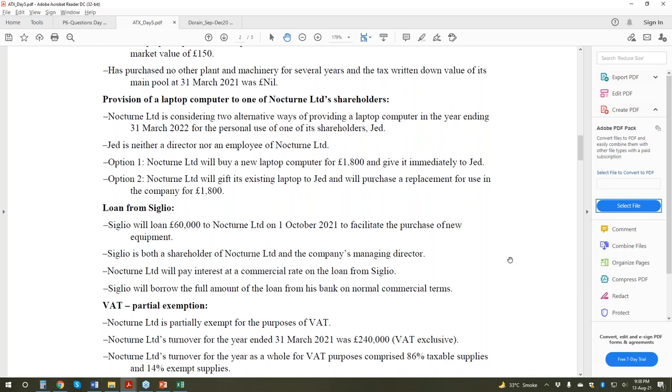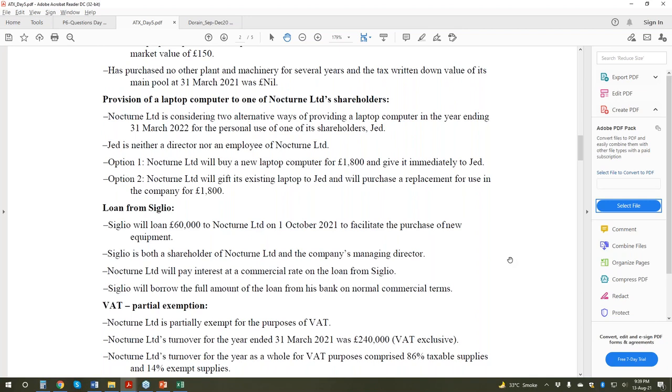Now, what is the advantage of being a qualifying loan? Whatever interest Seglo is paying to the bank, Seglo can deduct that interest from his taxable income and thus reduce taxable income by that amount. Considering Seglo is a higher rate band taxpayer, he'll be saving 40% of the tax on that interest.